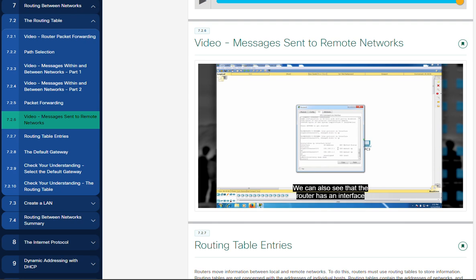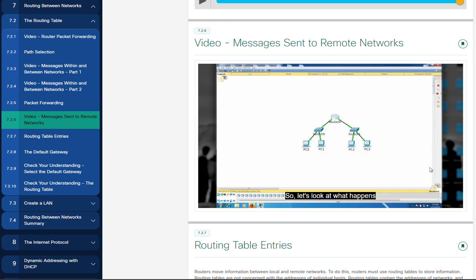We can also see that the router has an interface configured for the other network as well, 192.168.2. Routers keep tables of the networks to which they're connected and also other networks that they are told about, either by an administrator or by information that they receive from other routers in the network. In this case, we only have the two networks connected. So if I do a show IP route command to view the routing table on this router, it will show two connected networks, the 192.168.1 network and the 192.168.2 network.